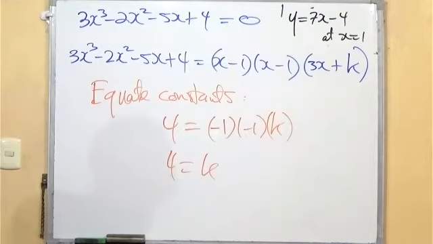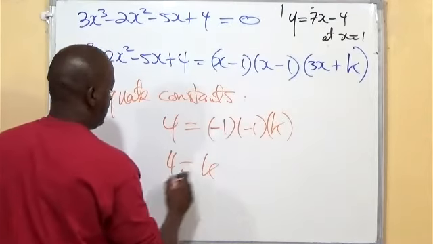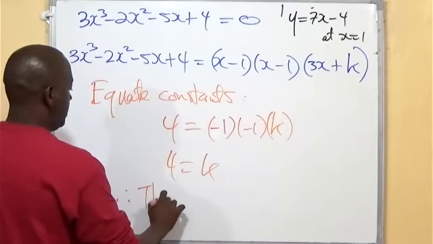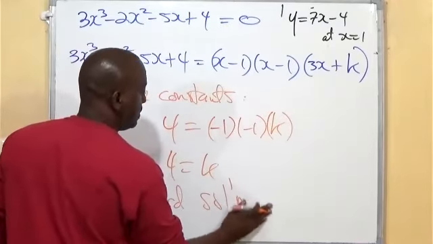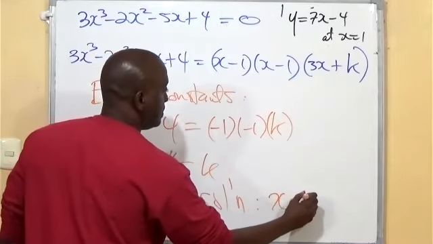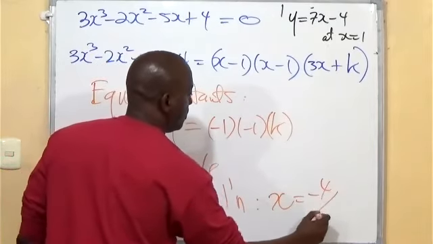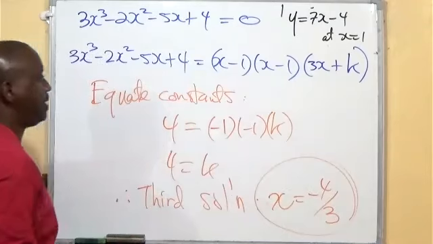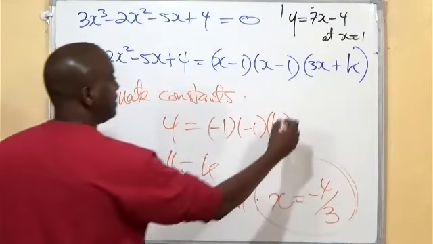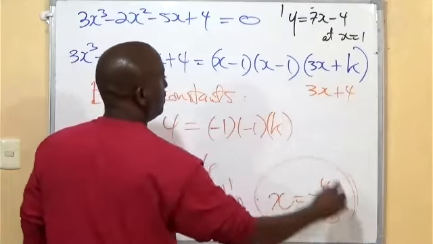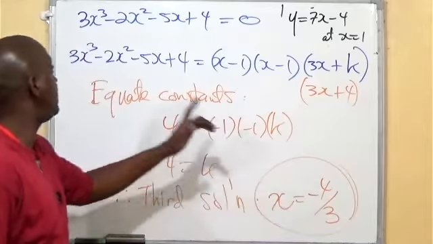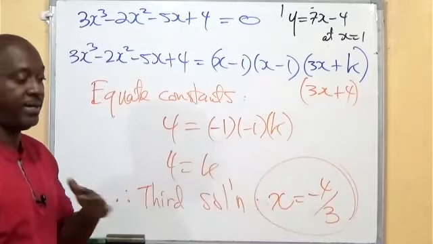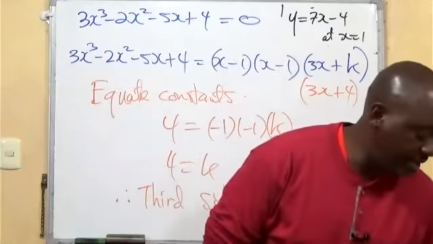All right? So it means then that the third solution is that x is equal to minus 4 over 3. I don't have to explain that. 3x plus 4, x equal minus 4 over 3. And when x is equal to minus 4 over 3, we then substitute it back into the original equation to find y, and the problem is done. So we just do that fast now.